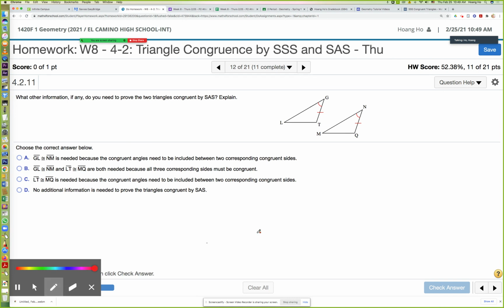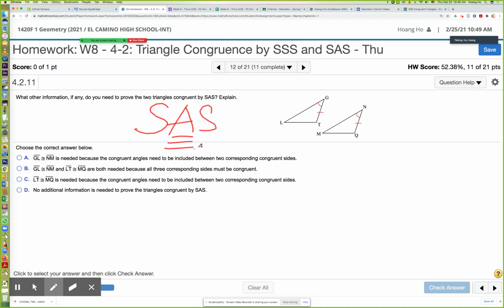This one is very similar. What other information, if any, do you need to prove two triangles congruent by SAS? SAS, so the angle has to be included. Right here is the angle. You have this side already, so the other two pairs of corresponding sides have to be congruent. It has to be right here. So is that GL and NM? GL and MN right here. It is needed because the congruent angle needs to be included between two corresponding congruent sides. So A is correct.